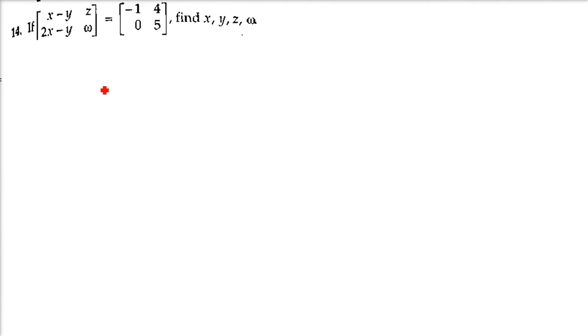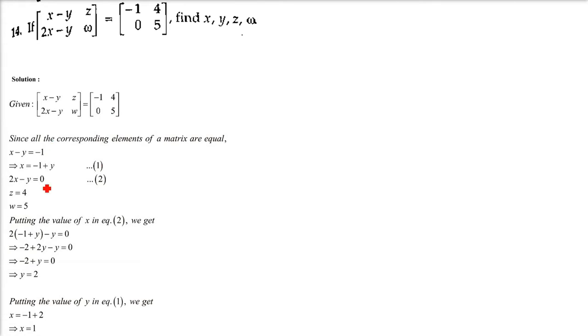Next one also here. Same thing. So just equate the values. There are certain values which are direct. z is equal to 4, w equals 5, then we have x minus y equals -1, and then 2x minus y equals 0. So we can just treat it as a linear equation.